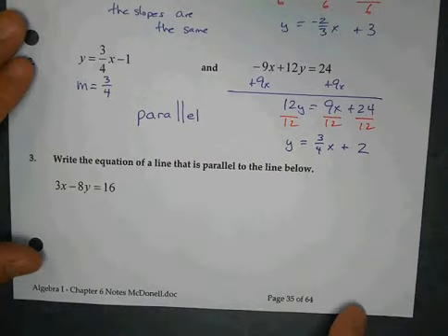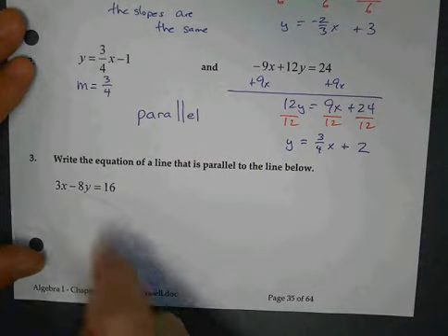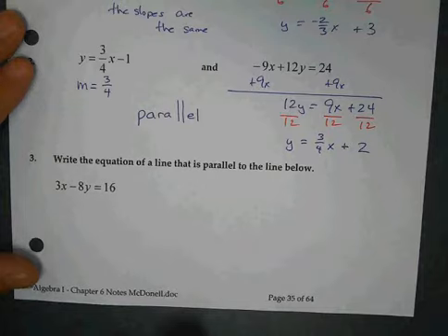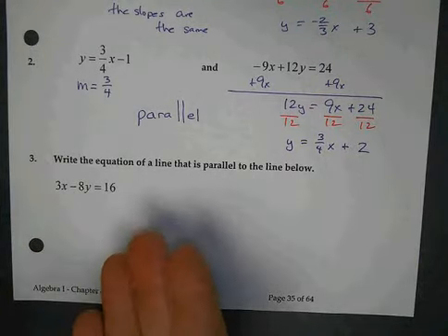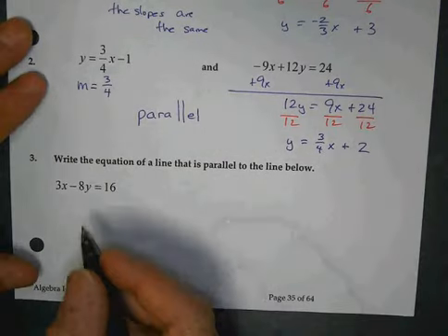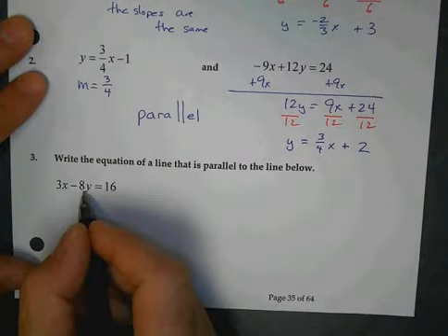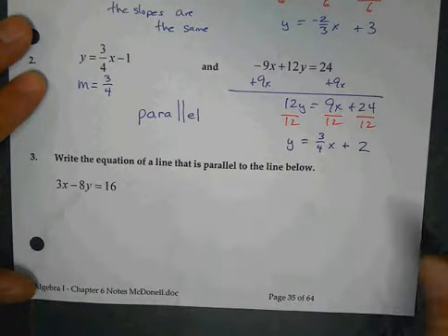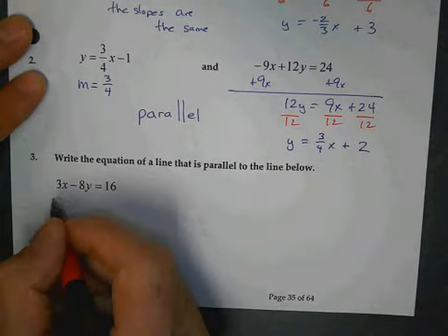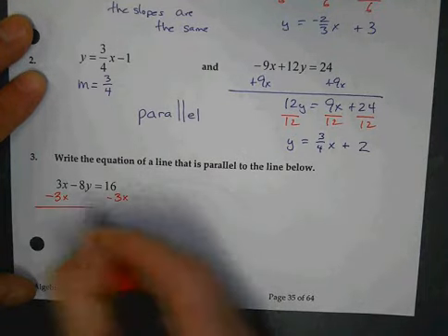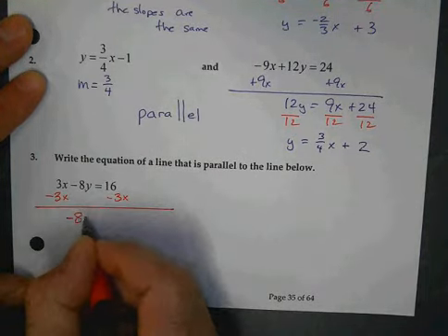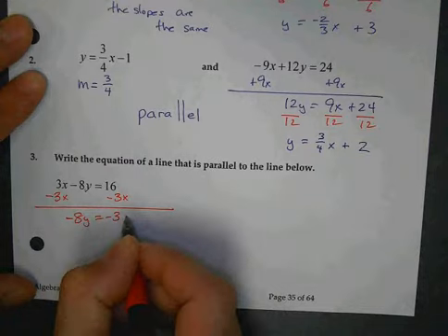Write an equation of a line that's parallel to this line. Well, in order to be parallel to this line, what do we need to know about this line? All right, so let's find the slope. Here we go. How do I get the negative 8y by itself, first of all? Start me off, Caroline. You subtract 3x. Okay, so everyone subtract 3x from both sides. Negative 8y equals negative 3x plus 16.